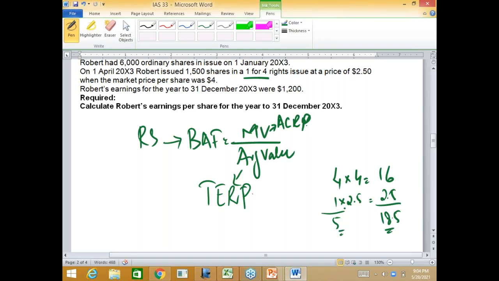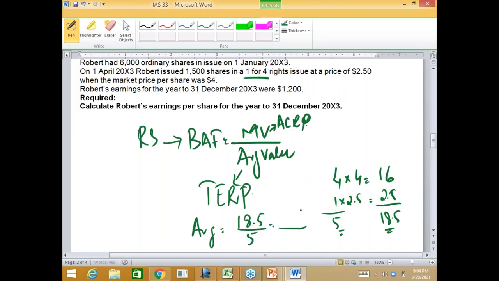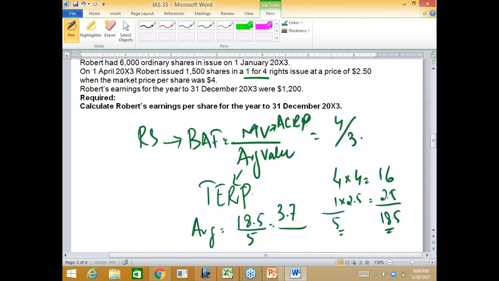So when you calculate the average value, which is called theoretical ex-rights price, which will be 18.5 divided by 5. So it is the on average per share value. So on average per share value is 3.7. So the bonus adjustment factor will be 4 divided by 3.7.